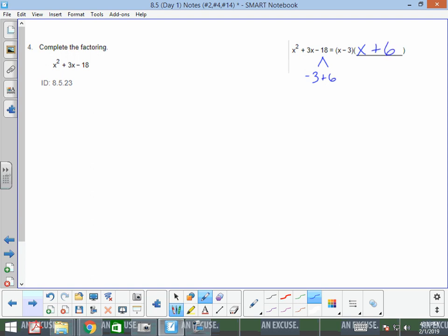And again, you can check it by using FOIL just to make sure. So that's x squared. Outside is positive 6x. Inside is negative 3x. That does give me the positive 3x I'm looking for. And then negative 18. So my answer for this one is x plus 6. And they already have the parentheses for you, so don't enter the parentheses on number 4.